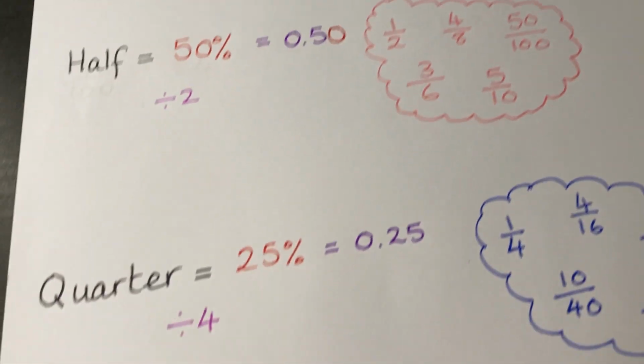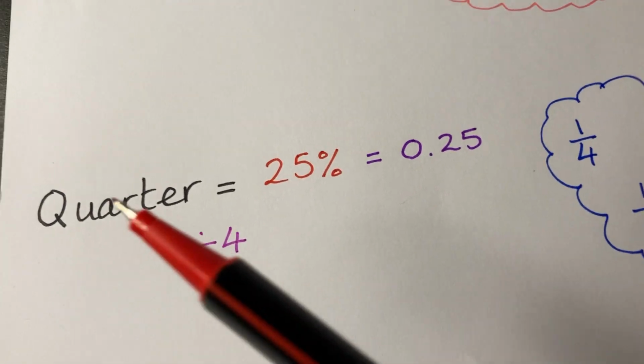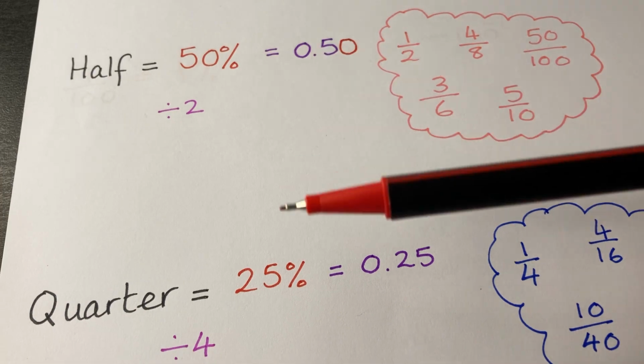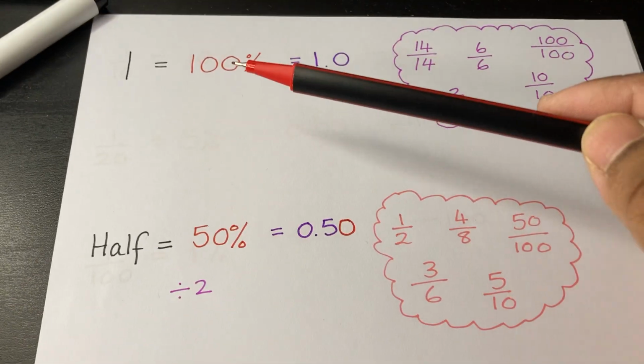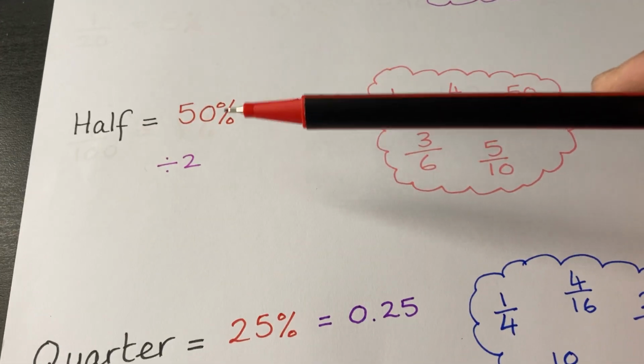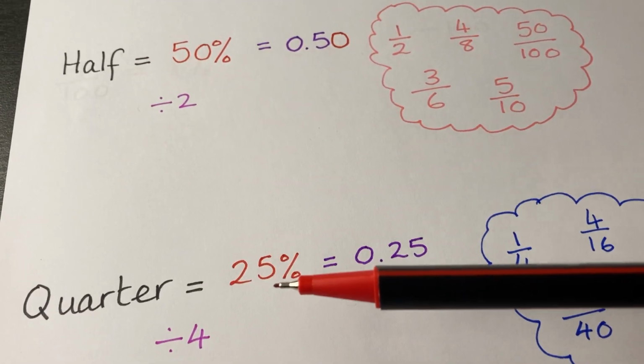Okay. Let's move on to a quarter. Now, a quarter is 25% because a quarter is a half of a half. When you quarter a number, you halve it and then you halve it again. So it's half of a half. Half of 50 is 25%.